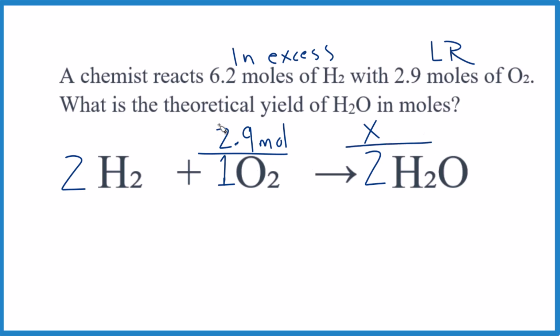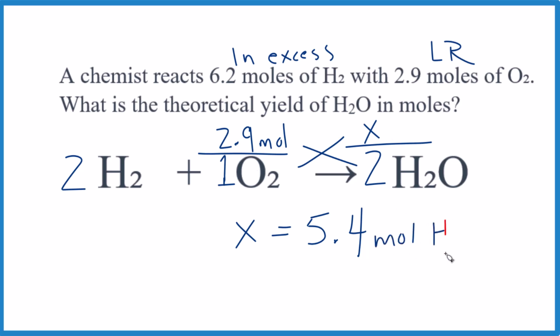And we can just say 2.9 is to 1 as X is to 2, cross multiply. X equals 5.4, and that's moles of H2O. And that's our theoretical yield. So that's it. We figured out the limiting reactant, and then we used that number to figure out how much of the product could be made, the theoretical yield.